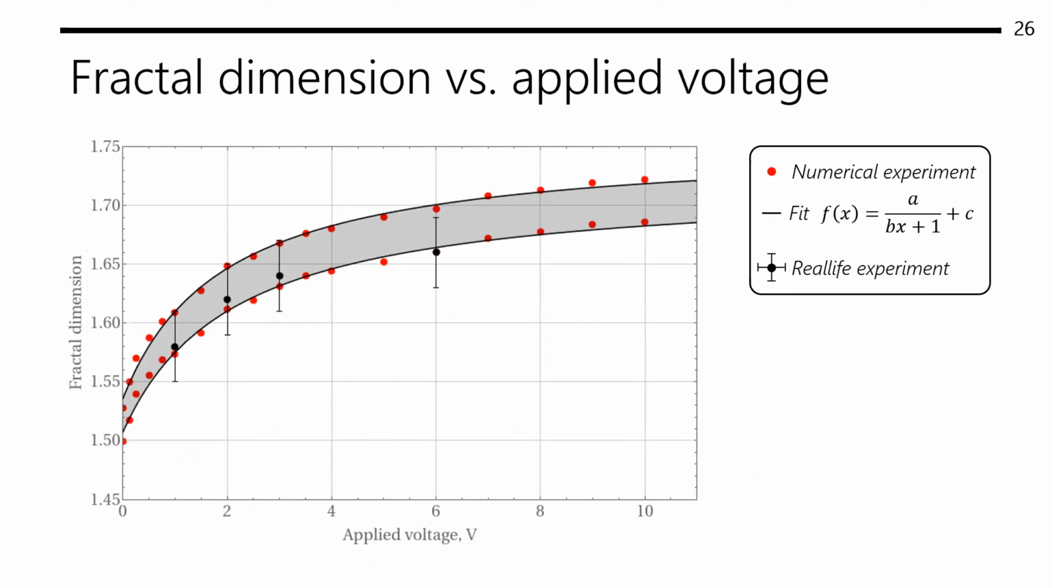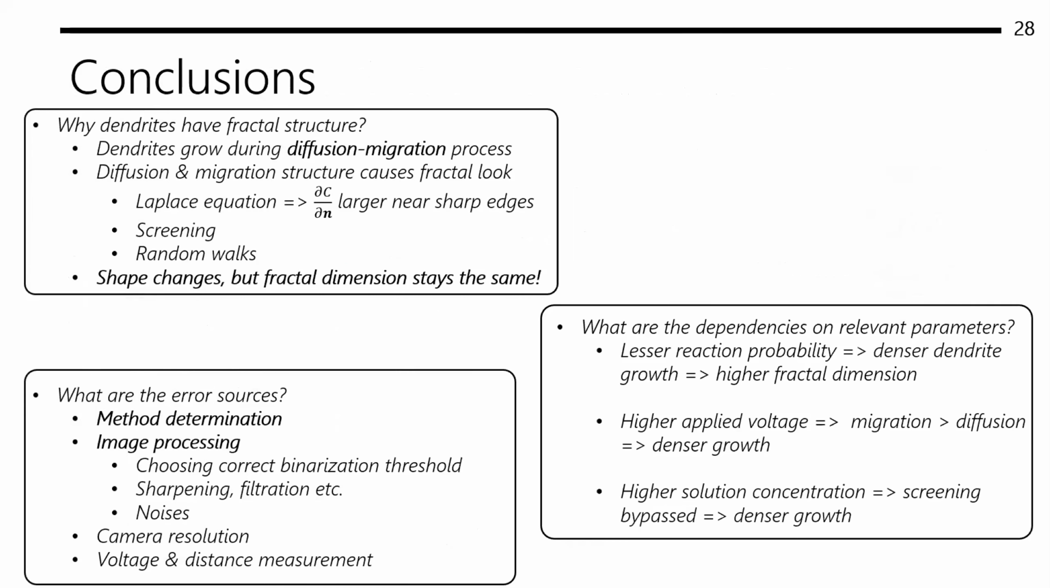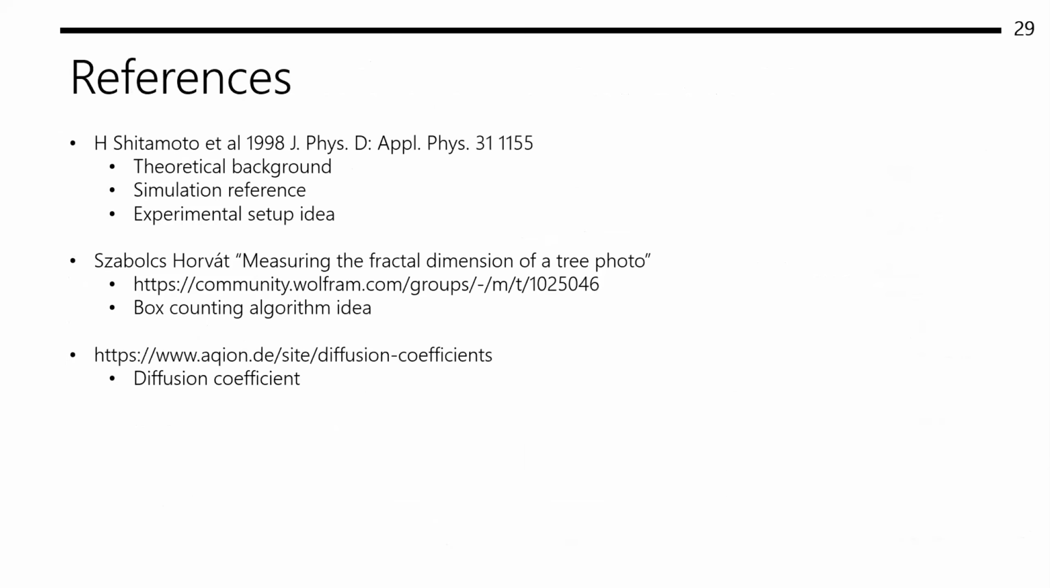Using which I can, for example, conduct the experiment of the dependence of fractal dimension on the applied voltage. What we can see here is that if the applied voltage is higher, the fractal dimension is higher, because of the higher migration term. And if the applied voltage is lower, the fractal dimension is lower because the transport is mostly caused by the diffusion, and the tree is more sparse, and so the fractal dimension is lesser. That's the conclusions, my references, and that's all.